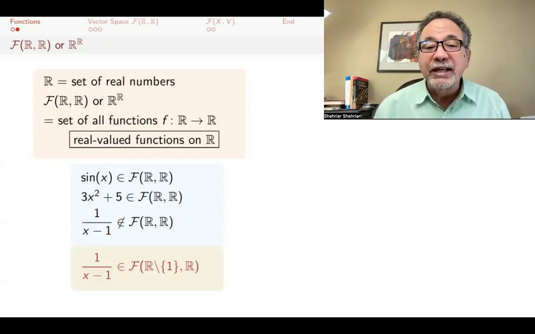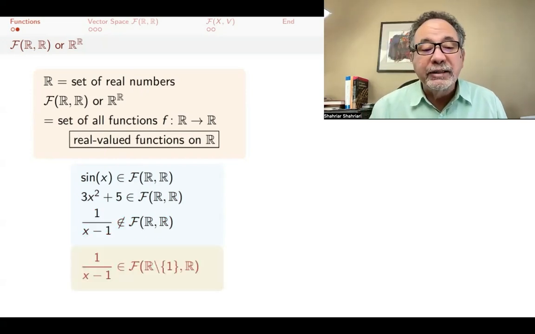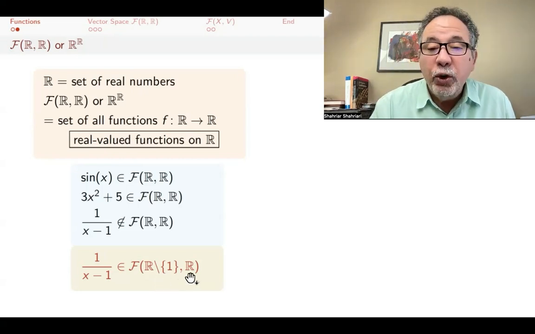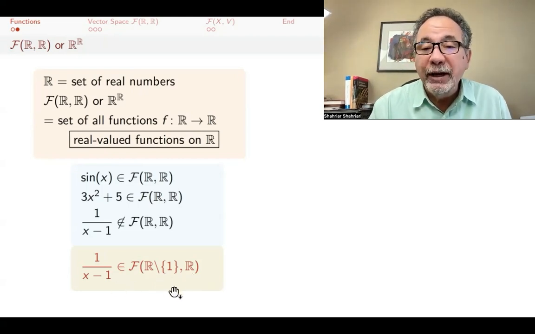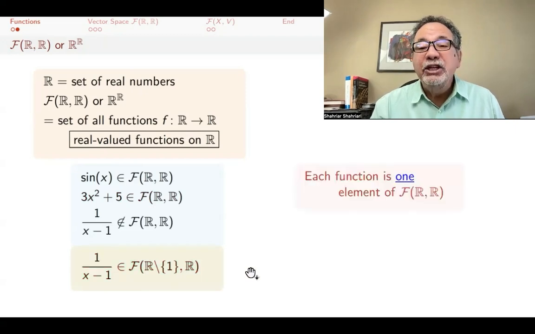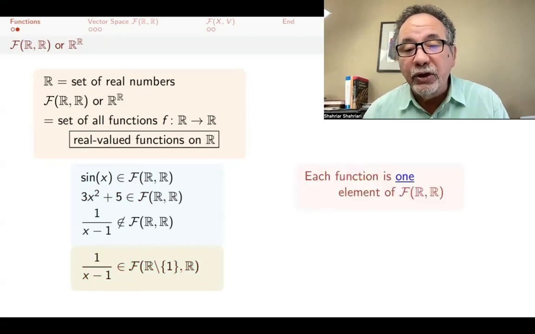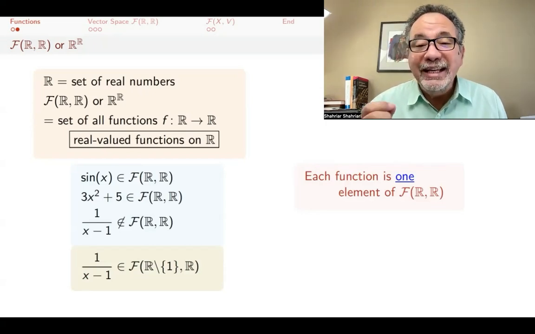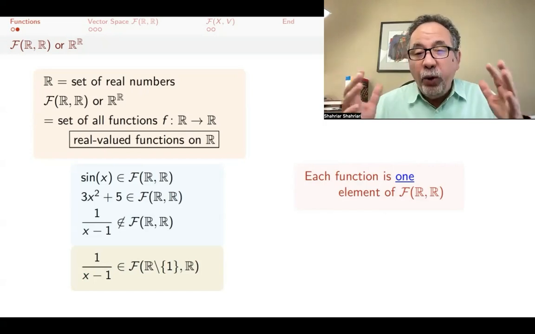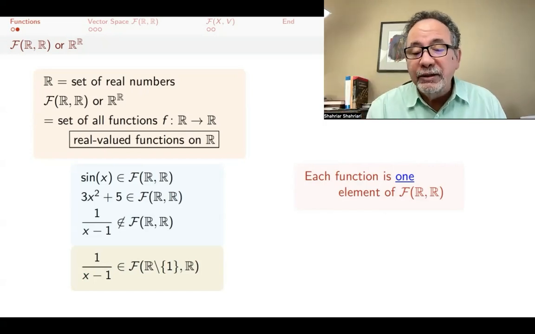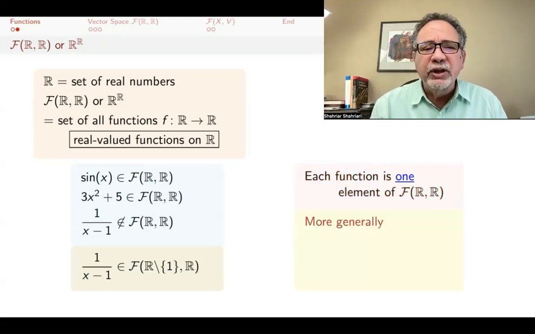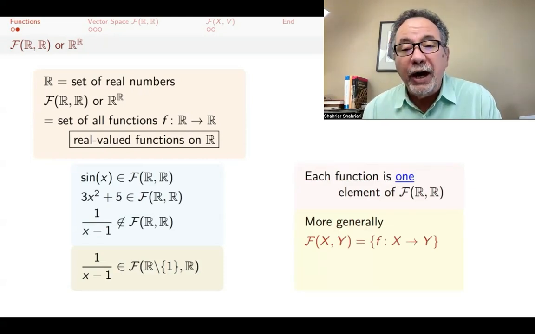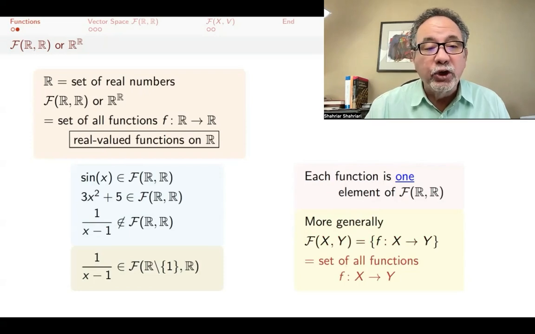1 over x minus 1 is an element of a different function space if you take the domain to be all real numbers except for 1, and the codomain can be R. Each function is one element of F(R,R). This F(R,R) is a set of functions, and each function is just one element. That whole thing, sine of x, is just one element of this function space. More generally, F(X,Y) is going to be all functions from X to Y. X is the domain and Y is the codomain.